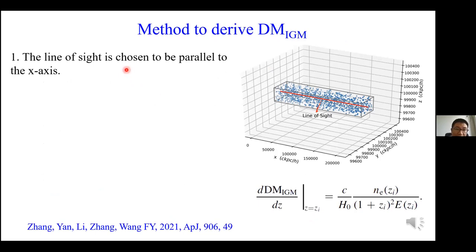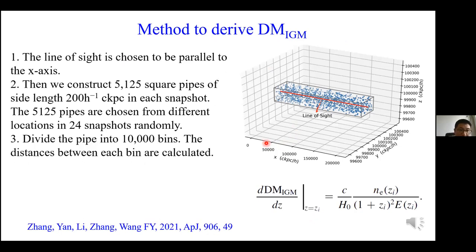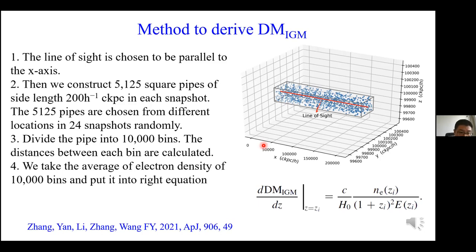First, we choose the line of sight parallel to the x-axis. Then we construct about 5,000 square caps of side length 200 per mega kpc in each snapshot. Then we divide the caps into 10,000 bins. The distance between bins can be calculated. Then we take the average of the electron density of the 10,000 bins and put it into the right equation to obtain the value of DM-IGM divided by dz.